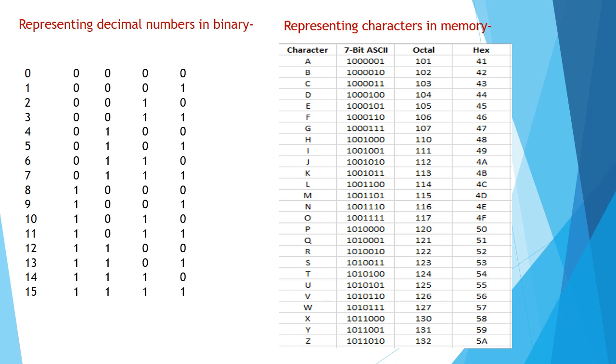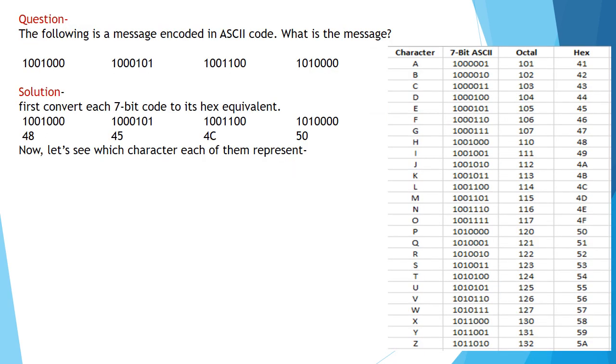Okay, let's move further. Now suppose we have a question: the following is a message encoded in ASCII code. What is the message? And the code is given. Let's try to find out how to do this. In the solution, first you need to convert each 7-bit code to its hex equivalent and see whether you get any message from this. From the given table we have seen these values and correspondingly found the hex equivalents. From these we get the codes 48, 45, 4C and 50, but we are not getting any message from this.